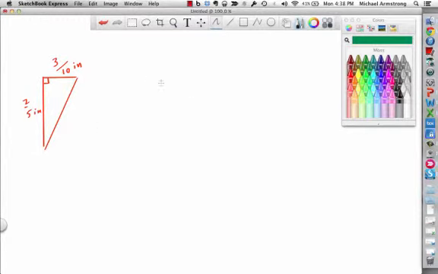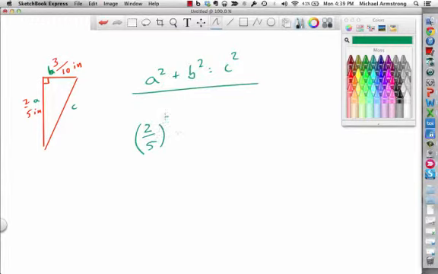Okay, so we're going to use our formula, a squared plus b squared equals c squared. This is a, this is b. It doesn't really matter. These are a and b, and this is c. Okay, so we're going to start putting in what we know. 2/5 is a, so 2/5 squared plus b, which is 3/10 squared, is equal to c squared. And then we just come down and we simplify that.